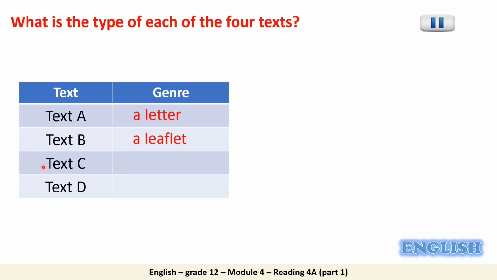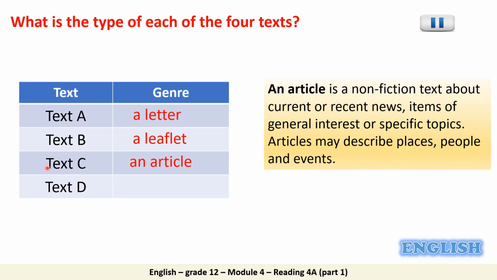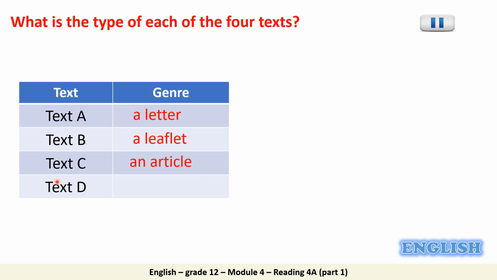Moving on to text C. What type of text do you think text C is? Super. It is an article, and an article is a non-fiction piece of writing. So it has to do with real topics like the news, or they may be written to describe places, people, or events. And finally, what type of text is text D? Excellent. Text D is an email.